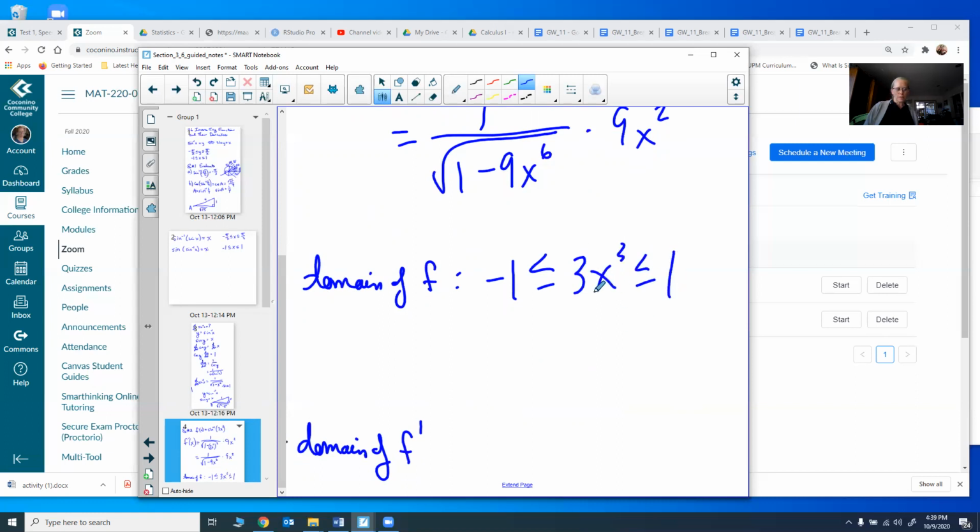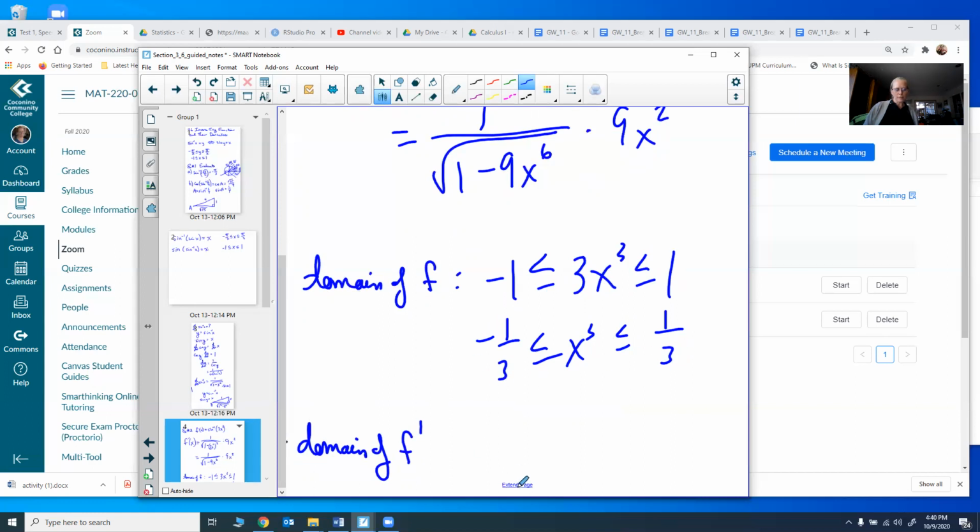Well, again, I kind of want to know what x is by itself. So let's go ahead and divide through by 3. So I get -1/3 is less than or equal to x cubed is less than or equal to 1/3. Then if you want to take the cube root of both sides, you can do that. Or we can just leave the answer just like that, and that's okay. So we now know that x cubed has to be between -1/3 and 1/3.